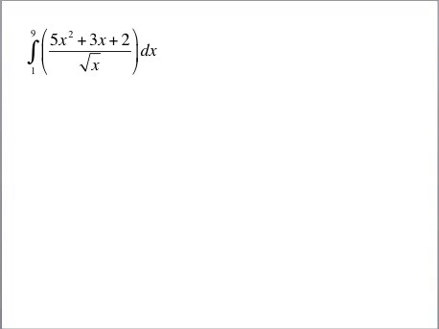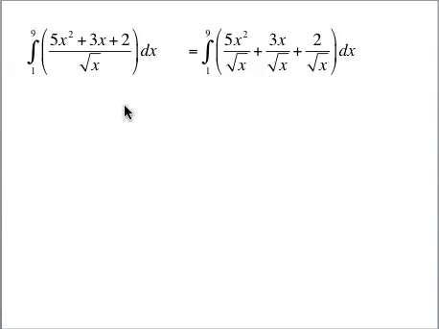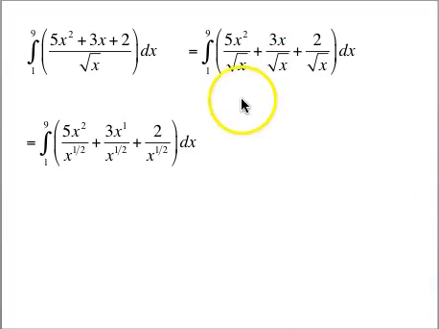Our next example is the integral from 1 to 9 of 5x squared plus 3x plus 2 all over the square root of x. So is this a U substitution problem? Or do we go directly to the fundamental theorem of calculus? The key is to recognize when there is a common denominator, we can break this up into 3 pieces. Integral from 1 to 9 of 5x squared over root x plus 3x over root x plus 2 over root x.